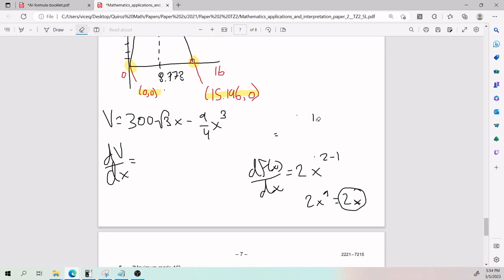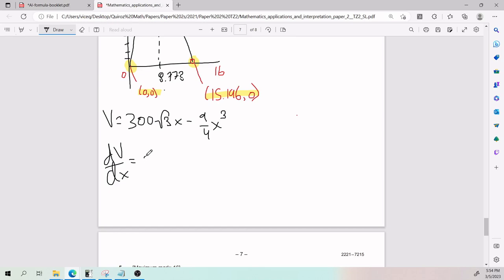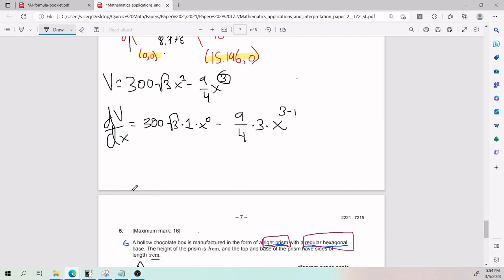Let's see what happens when there's numbers in between. When there's numbers in between, for the most part, for now, you don't worry about them. In this case, we have the 300 with a square root of 3, which is next to the x, so this has to be multiplying. The exponent up here is a 1, so I multiply by 1, and then I have x times x to the power of 0. I know that looks weird, but I'm going to leave it like that for now. On the right side, I have 9 over 4 times 3, because the exponent is 3, times x to the power of 3 minus 1. That is the first step.